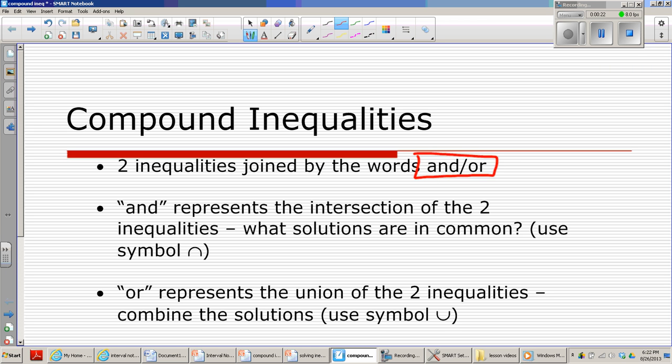If you're using the word "and," that means you're going to represent the intersection of the two inequalities. Intersection: what they have in common. If you're using the word "or" between your inequalities, that means you're going to combine your solutions, or take the union. And so we use that U symbol versus the upside down U with the "and" situation.